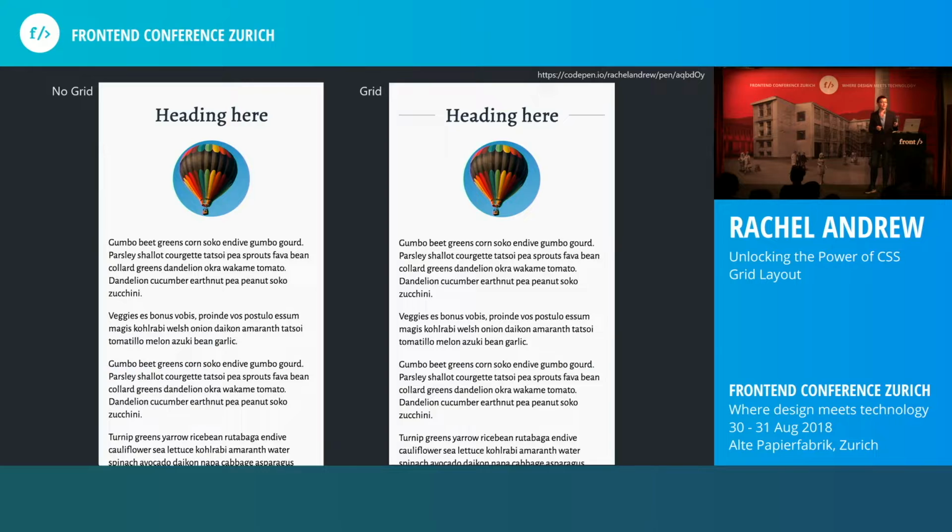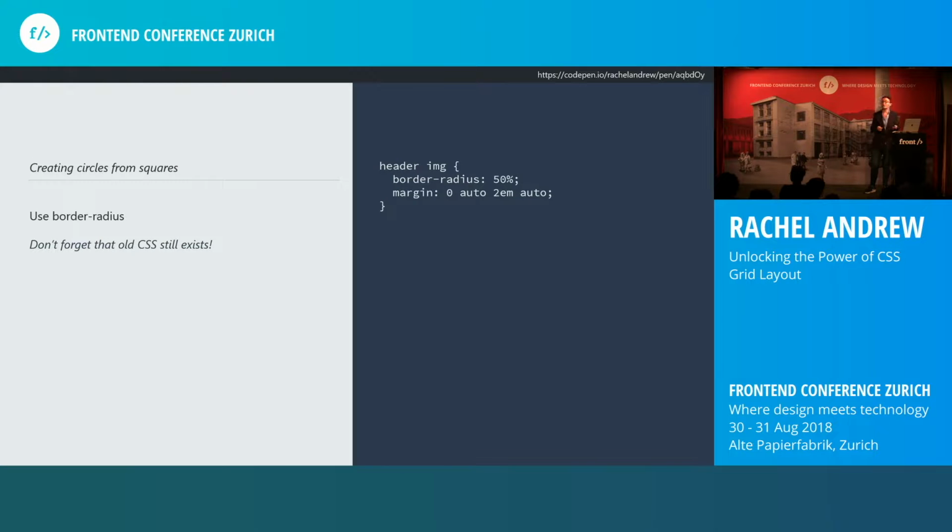So we have our mobile with no Grid, mobile with Grid. Oh, and by the way, the image there is set round just by using the well-supported border radius. Don't forget that old CSS still exists and is useful. You don't need to use something fancy for every effect.